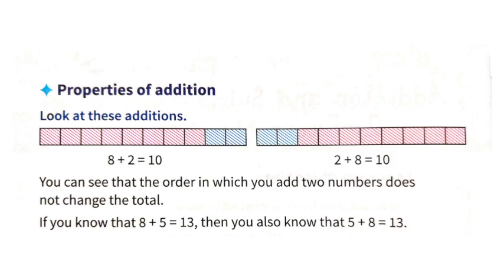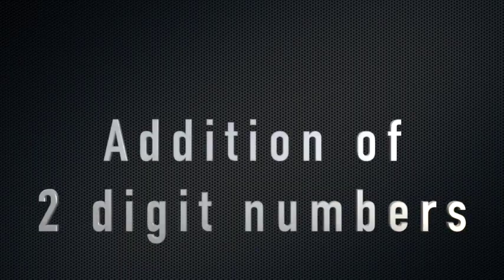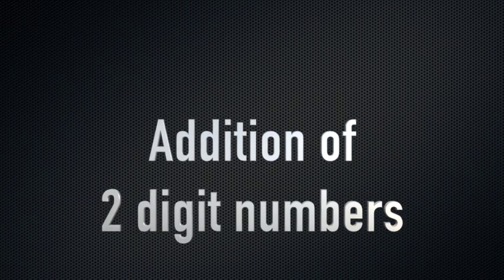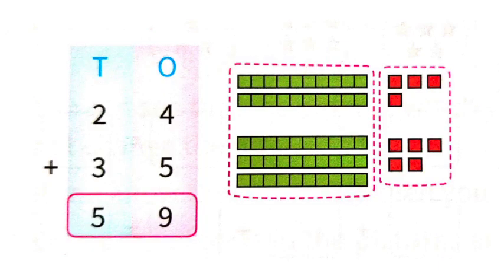From this property, we learn that it does not matter in which order we add numbers. The answer is always the same. Addition of two-digit numbers. There are 24 pencils in a box. 35 more pencils are put in the box. How many pencils are there in the box now?